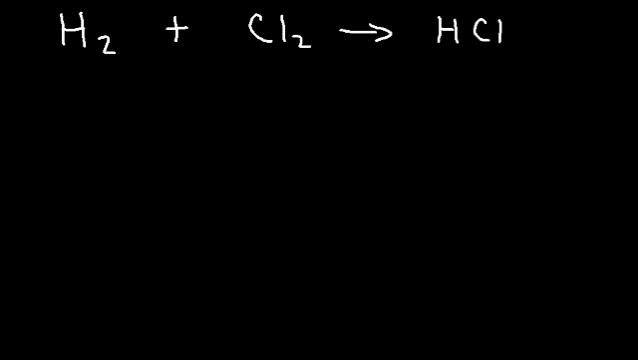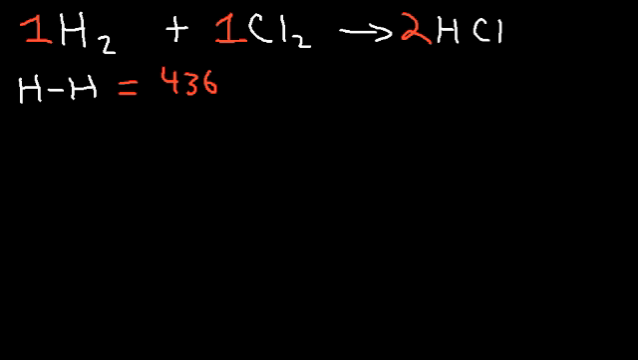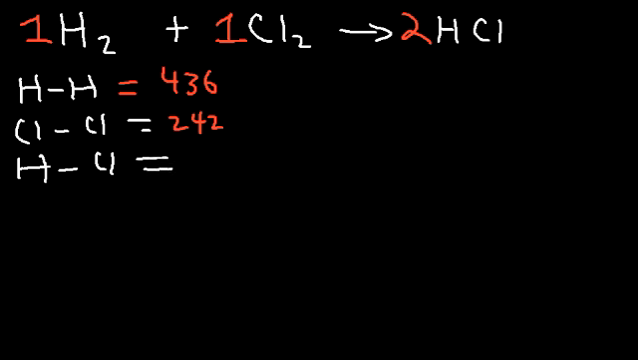So now let's spend some time talking about how to estimate the enthalpy change of the reaction using bond dissociation energies. So consider this reaction. Hydrogen gas reacts with chlorine gas to produce hydrochloric acid. To balance it, we just need to put a 2 in front of HCl. Now let's say you're given the bond dissociation energies. So for hydrogen, let's say it's positive 436. And for chlorine, let's say it's 242. And for hydrochloric acid, let's say it's 432.